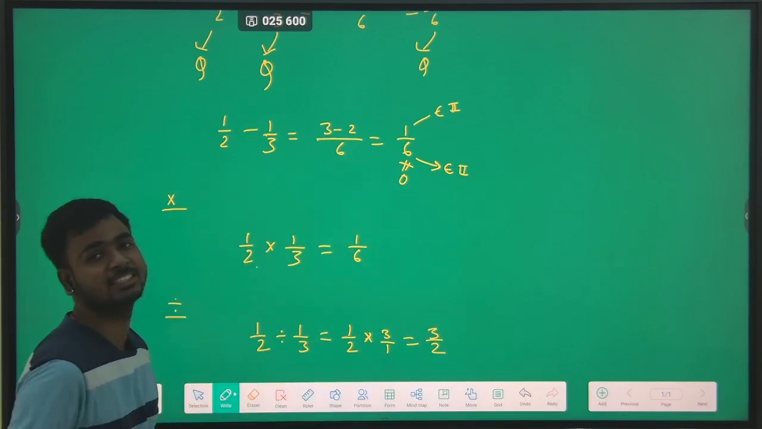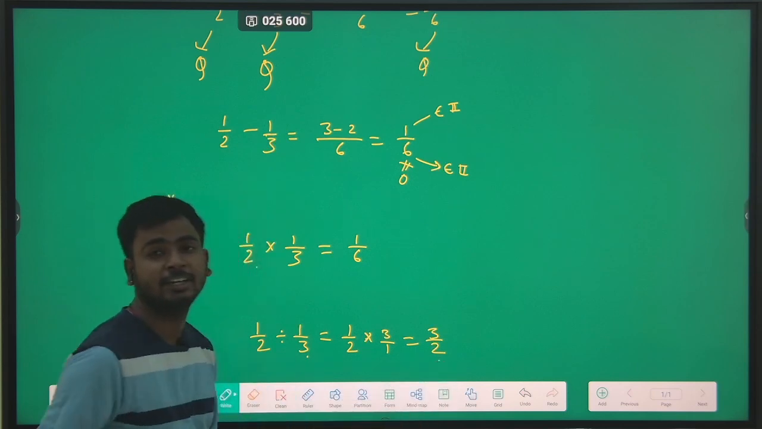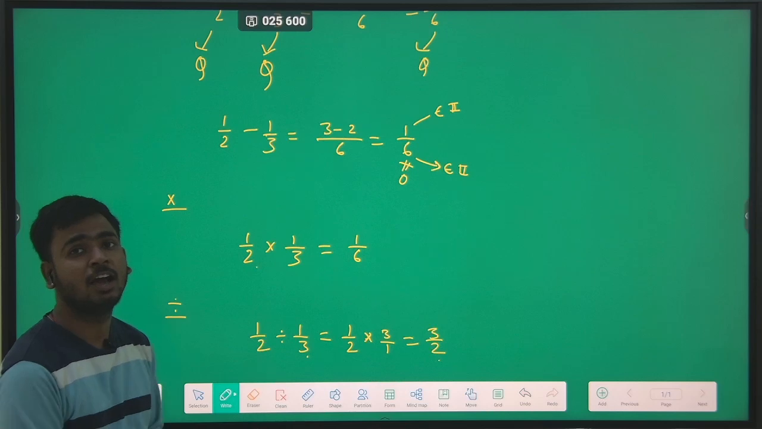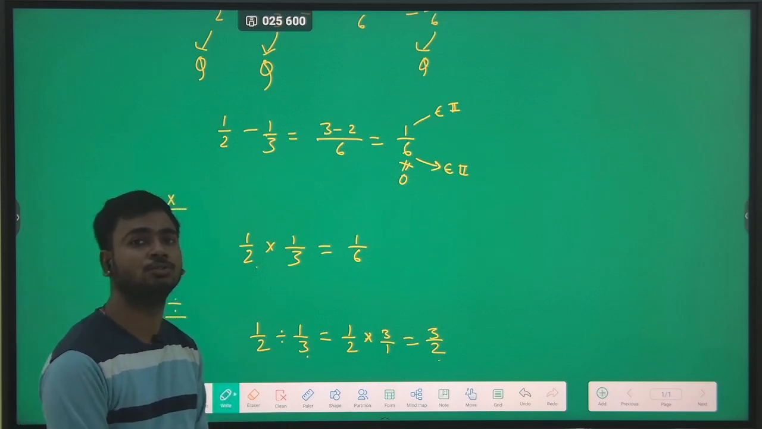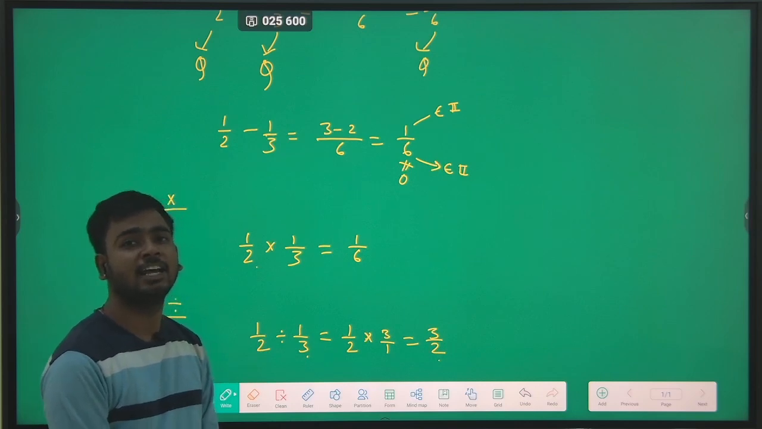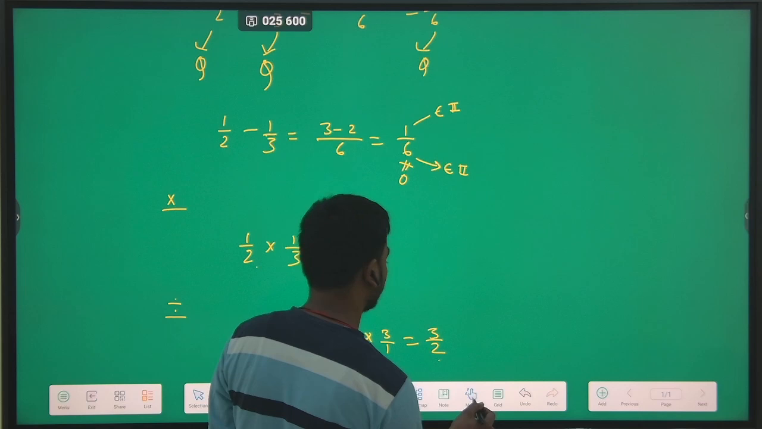Now this was a rational number, this is a rational number, and we again got a rational number. So we can say that these rational numbers are closed under division also. So for any fundamental operation, we can say that rational numbers are closed. They follow closure property.